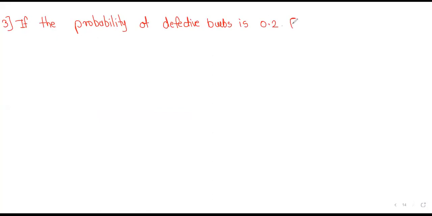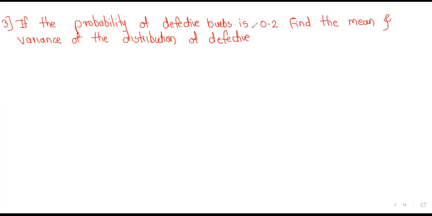So the next is, if the probability of defective bulbs is 0.2, find the mean and variance of the distribution of defective bulbs in a lot of 1000 bulbs.